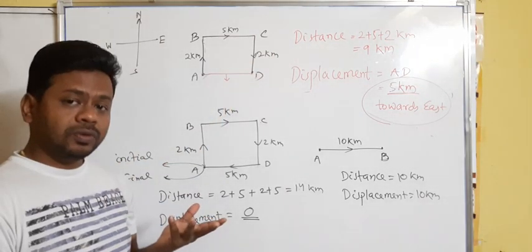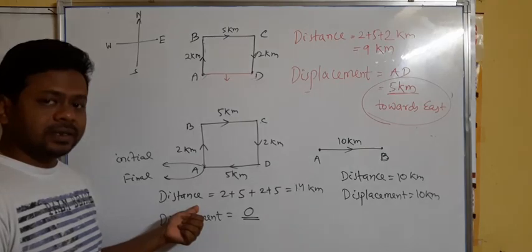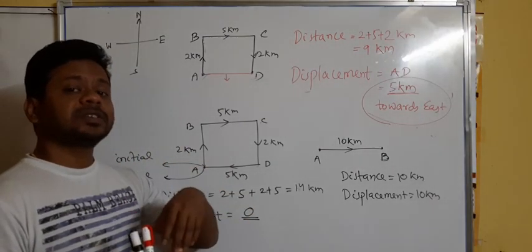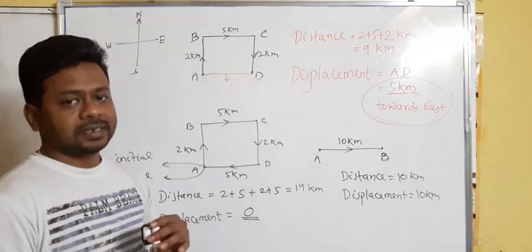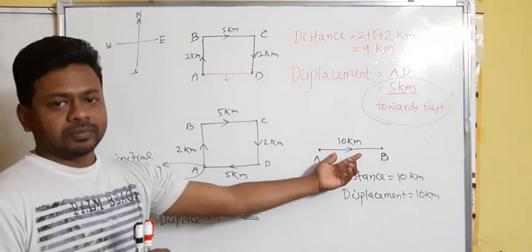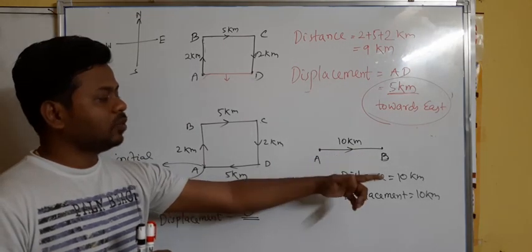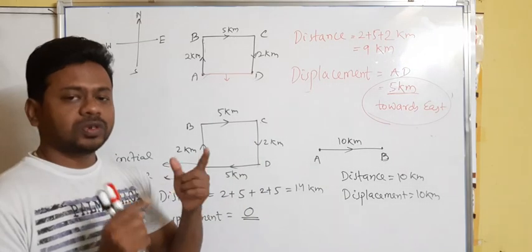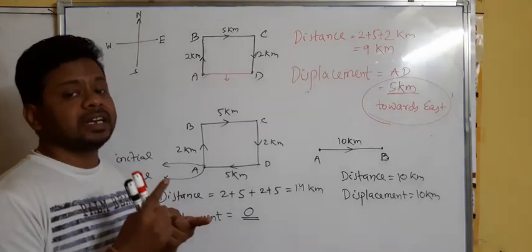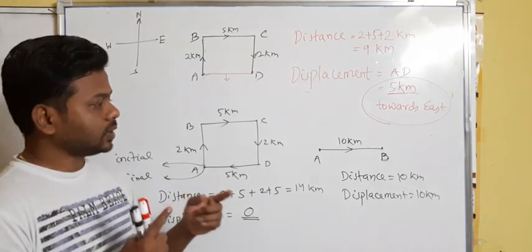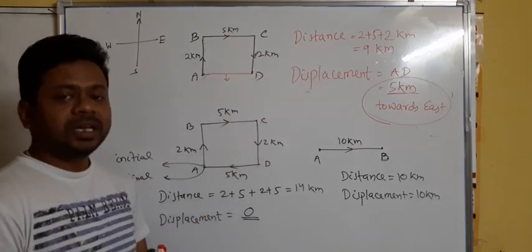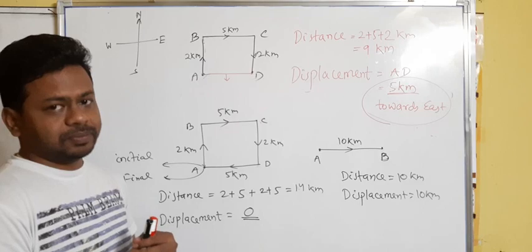Displacement becomes 0 in this case, but no such cases will be there where displacement is more than distance, because the straight path you can move. You cannot make a shorter distance than the straight path. So displacement cannot be more than distance traveled. Okay, so this is all about the differences between distance and displacement.